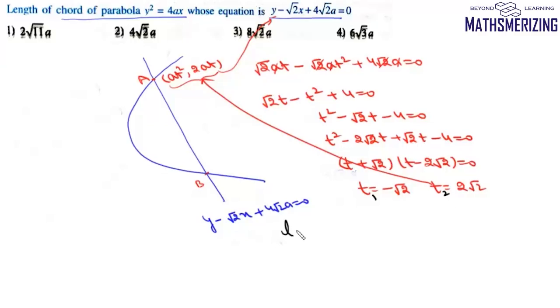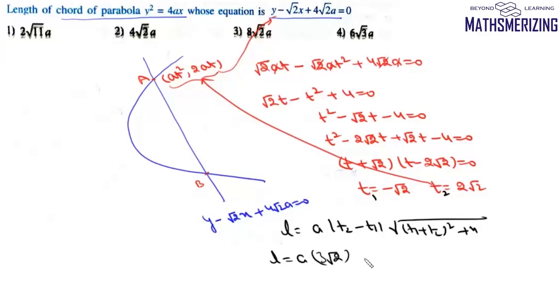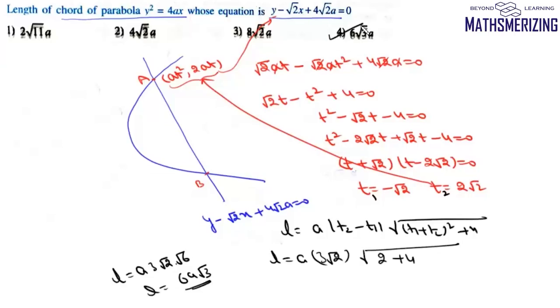So we know that length of chord is a mod of t2 minus t1 under root of t1 plus t2 whole square and then plus 4. So this length will be a. What's t2 minus t1? So it will be 3 root 2 and then under root of t1 plus t2 whole square. So t1 plus t2 whole square is root 2 square, so there will be 2 and then plus 4. So this length will be a into 3 root 2, and then this is root 6. So this length will be 6a into root 3, and that's your option number 4.